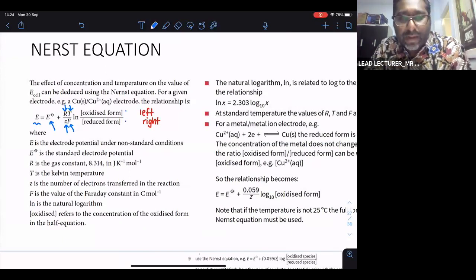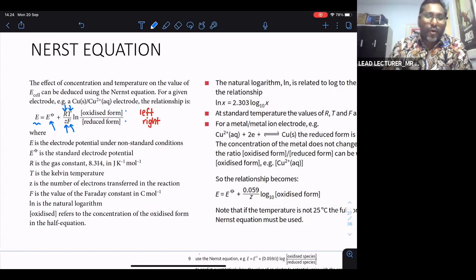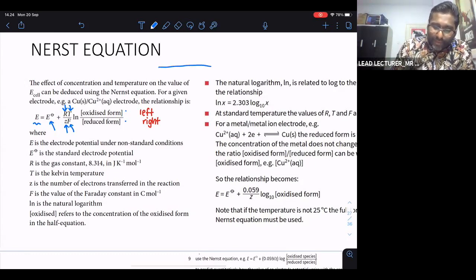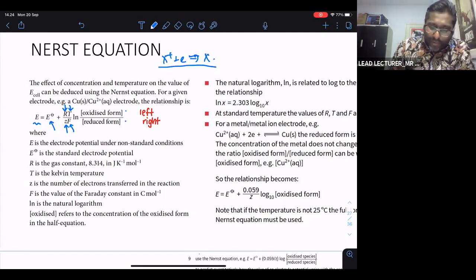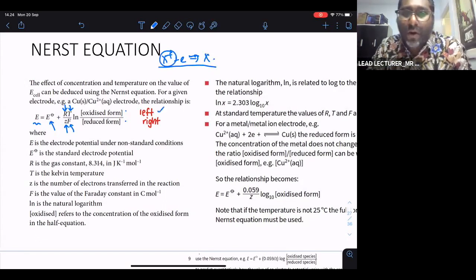A lot of you will get confused. What is the oxidized form? What is the reduced form? To avoid this confusion, remember this. Do remember your standard, the way we write is X plus electron to give you X, right? So we write like this. Always remember the oxidized form is on the left. The reduced form is going to be on the right. You can remember that.